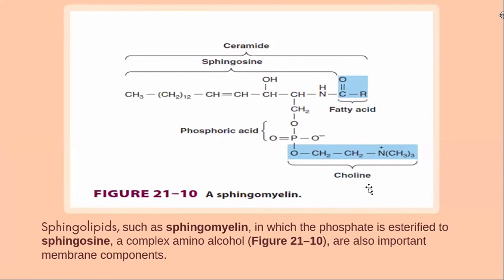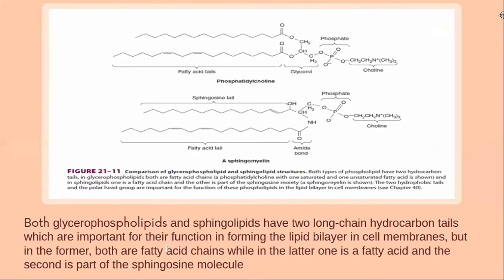So this one, sphingolipids, as in sphingomyelin, in which the phosphate is esterified to sphingosine, which is a complex amino alcohol, also an important component of your cell membrane. Both glycerophospholipids and sphingolipids have two long-chain hydrocarbon tails, which are important for their function in forming the lipid bilayer. This is the head and this is the tail. But in the former, both are fatty acid chains, while in this, there's a sphingosine tail and a fatty acid tail.